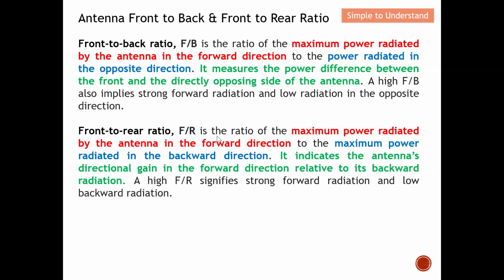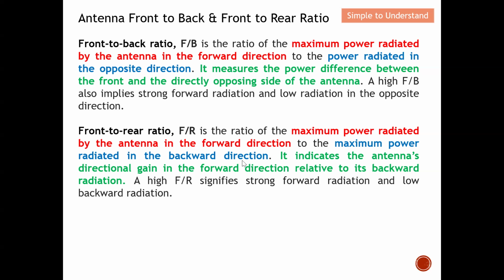The front to rear ratio is the ratio of the maximum power radiated by the antenna in the forward direction, which is the same here. So we want to obtain the maximum power radiated out by the antenna at 0 degree. Now, this will be over the maximum power that is radiated out in the backward direction.